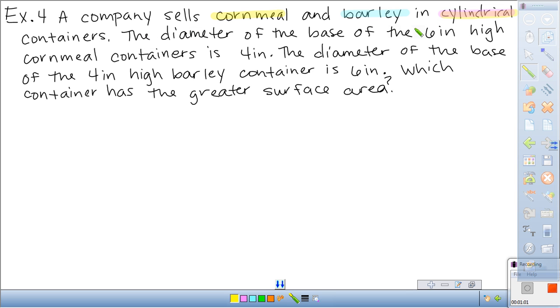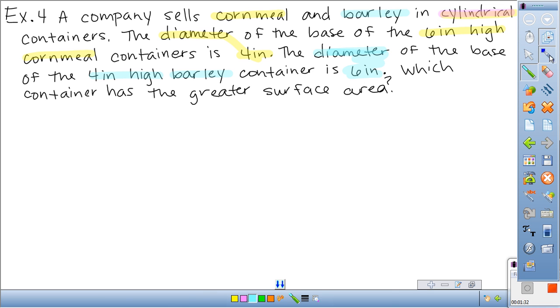The diameter of the base of the 6-inch high cornmeal container is 4 inches. The diameter is 4 inches and it's 6 inches high. All my information for barley is going to be highlighted in blue. The diameter of the base of the 4-inch high barley container is 6 inches. So diameter is 6 inches here. They kind of split them up so you had to really think about it.